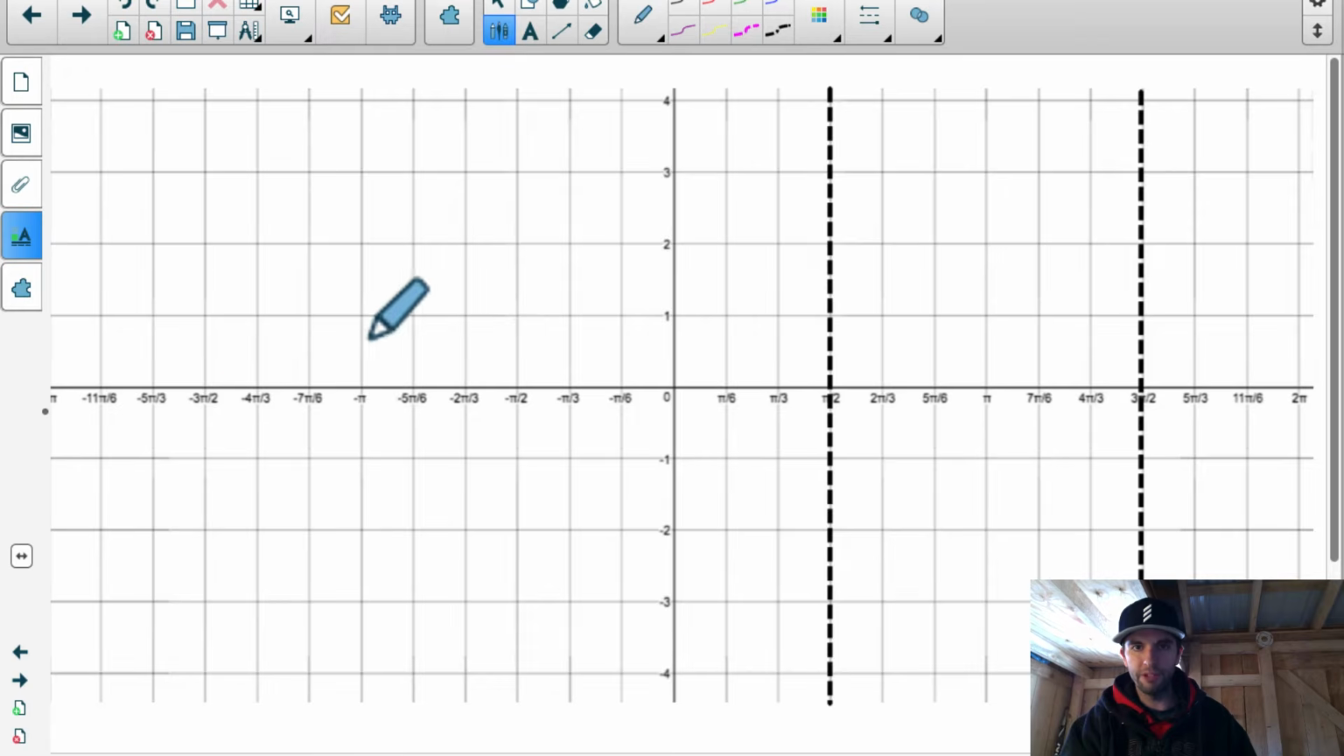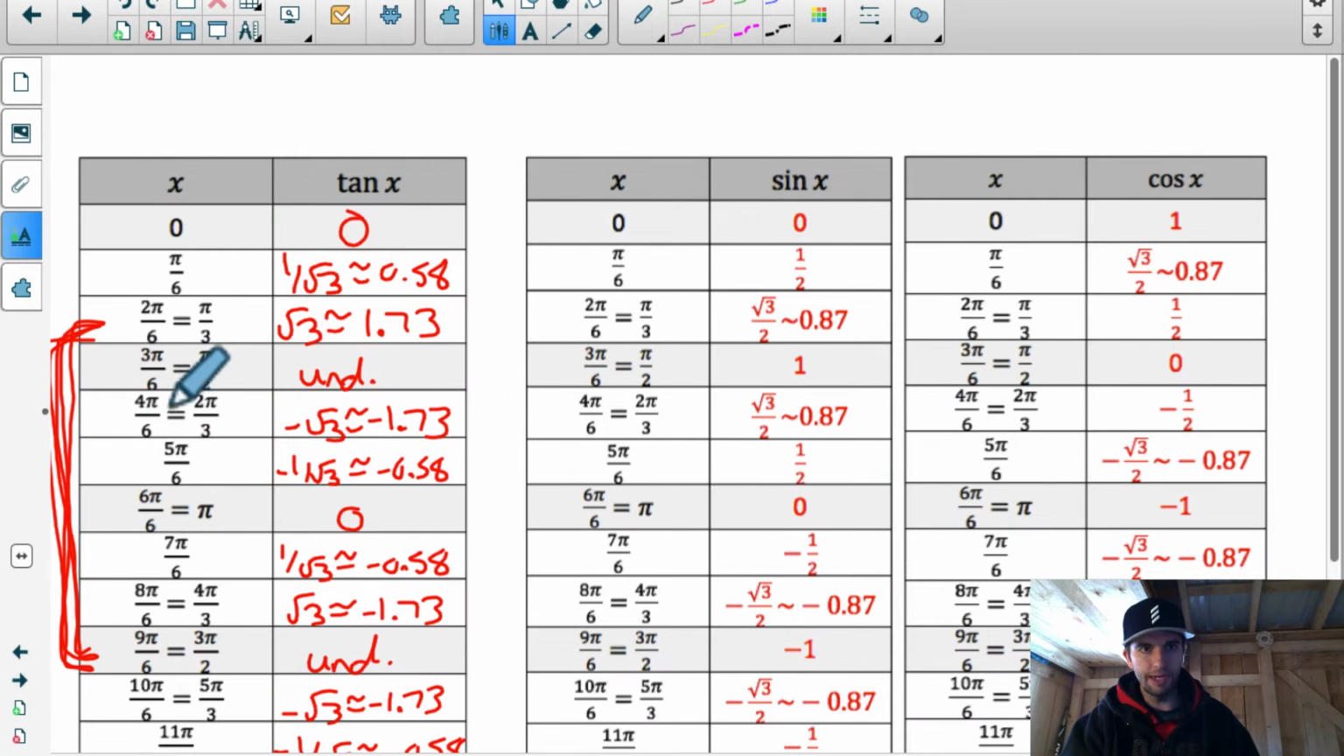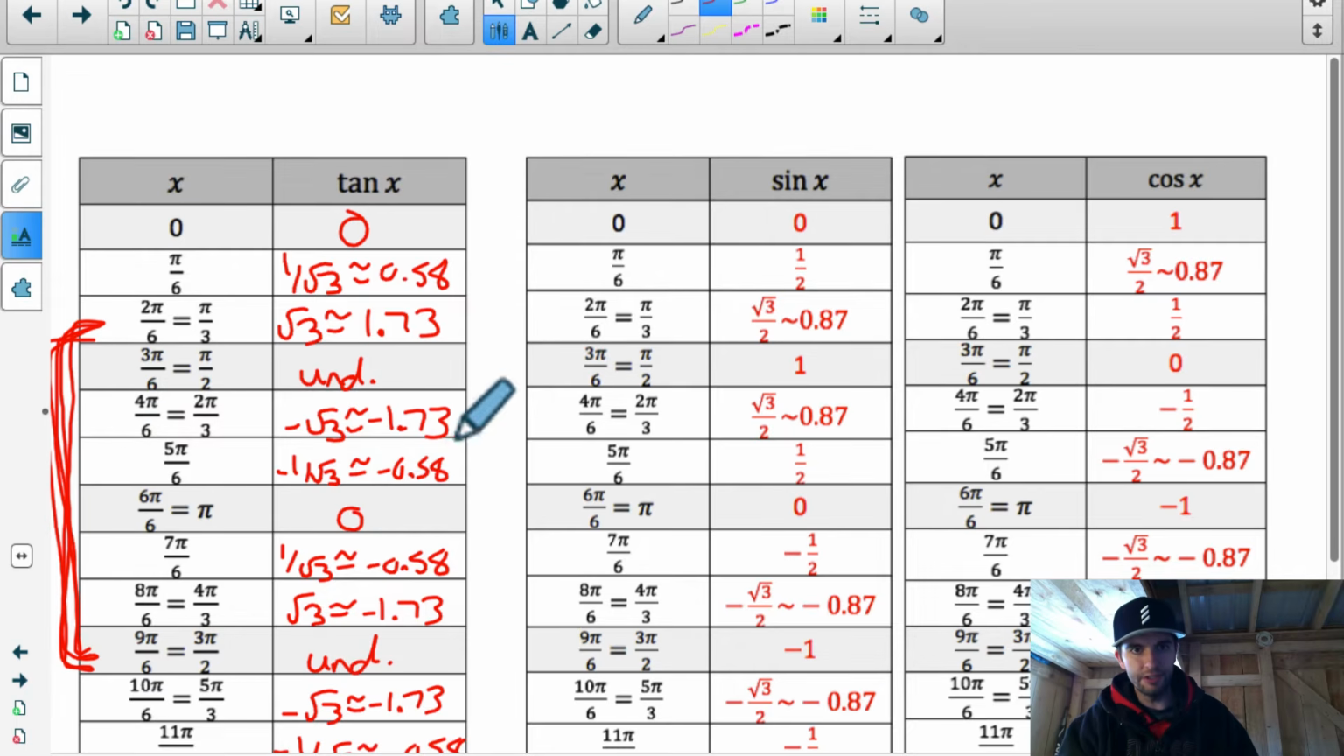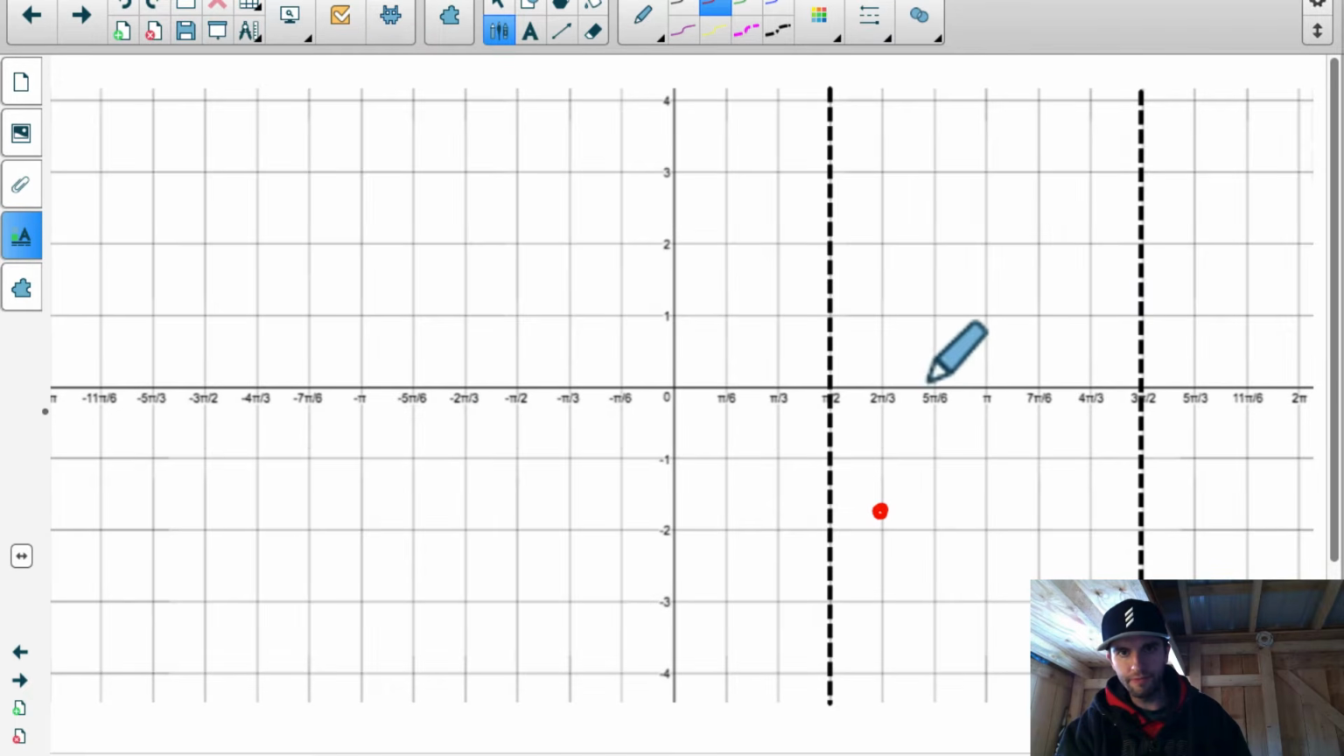And now I'm going to plot the points between the asymptotes. So at 2 pi over 3, the tan ratio is negative 1.73. So 2 pi over 3, negative 1.73. That's approximately right here. And then at 5 pi over 6, the tan ratio was negative 0.58. So negative 0.58, that's approximately here.